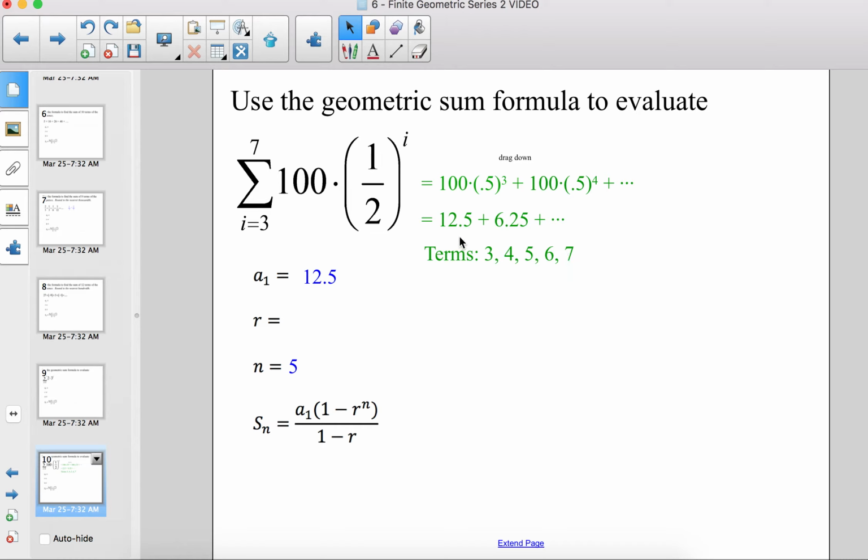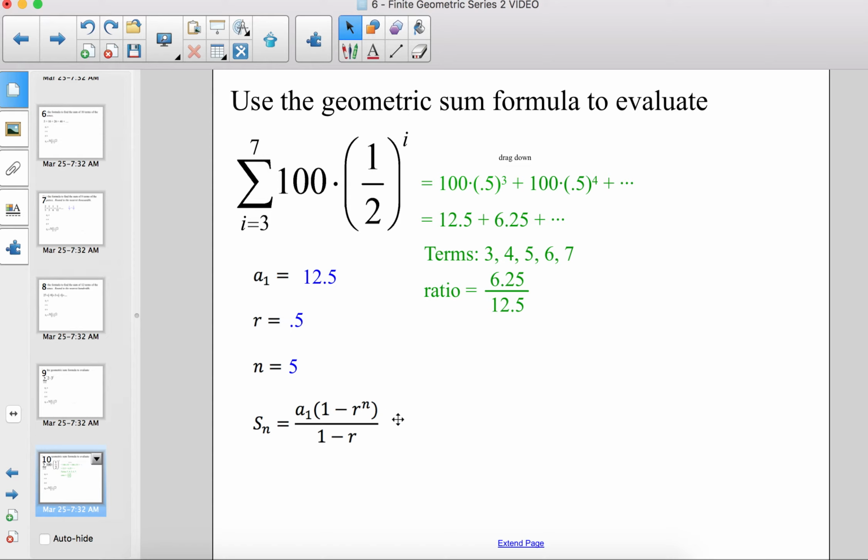Now the ratio, how do you get from 12.5 to 6.25? Remember we said we take the second term divided by the first, or term divided by the previous. So I wrote that out here, and I took 6.25 divided by 12.5. And if you type that in, that is a 1/2 or 0.5.